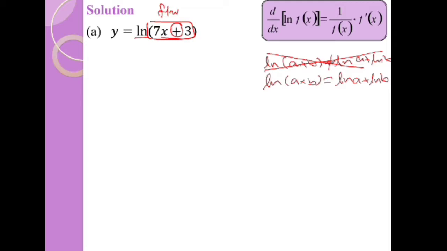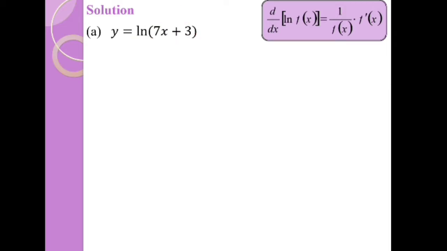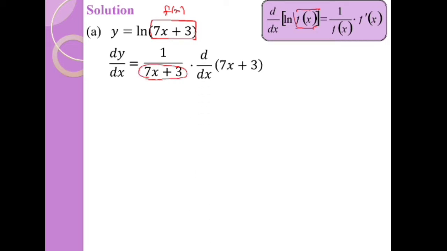This is your function f(x). To apply the formula, we take all of the terms in this bracket as our function f(x). Next, write the formula. Start by writing 1 over that function. So this is 1 over, all of the function is written at the denominator. Multiply it with the derivative of the function in the brackets. After that, just differentiate the function in this bracket.